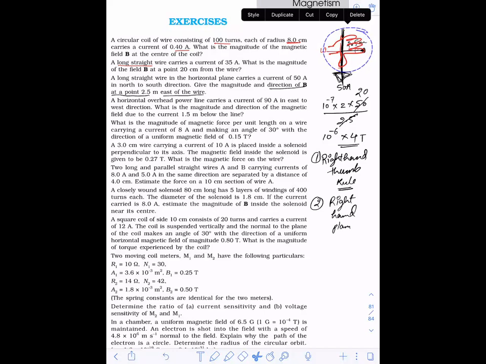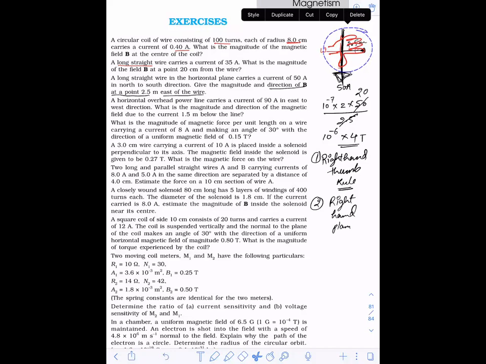And now you have to draw the perpendicular to the palm. When you draw perpendicular to the palm, what is the direction that you are getting? Are you getting a vertically upward direction?